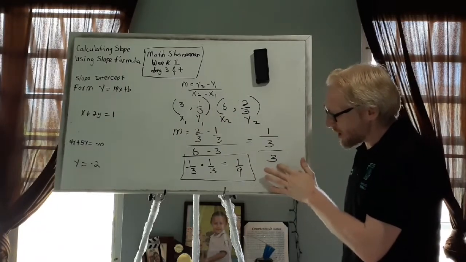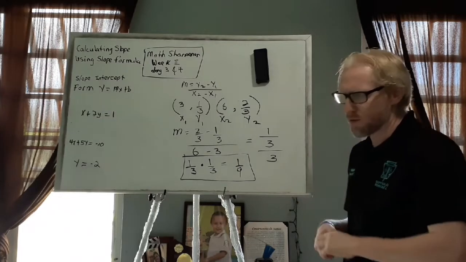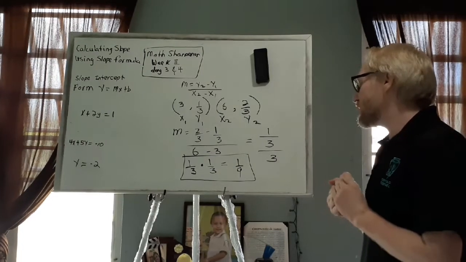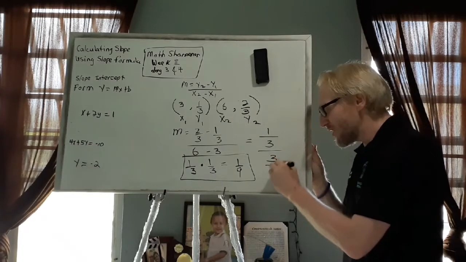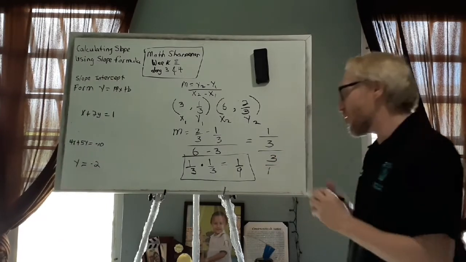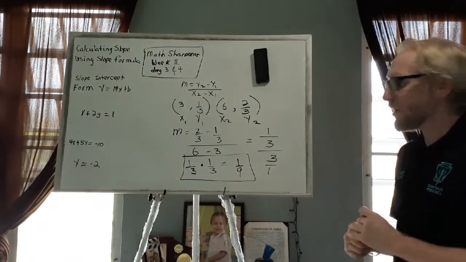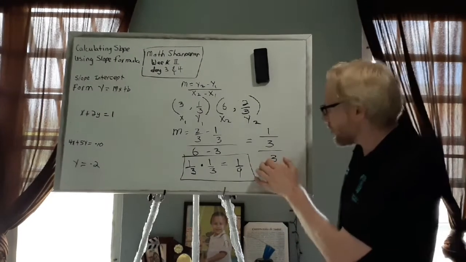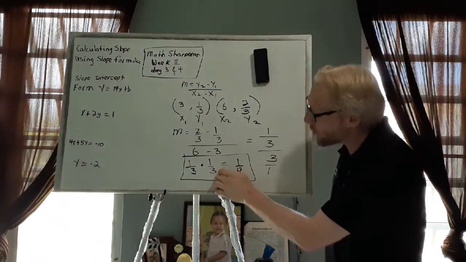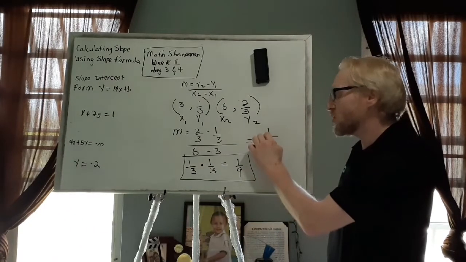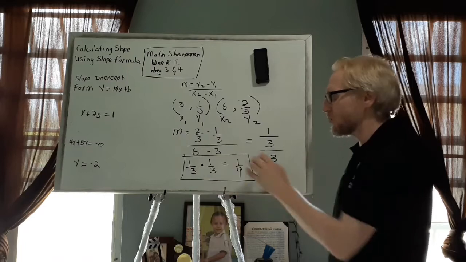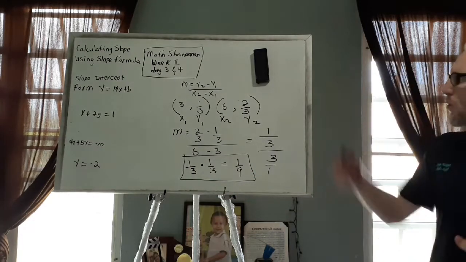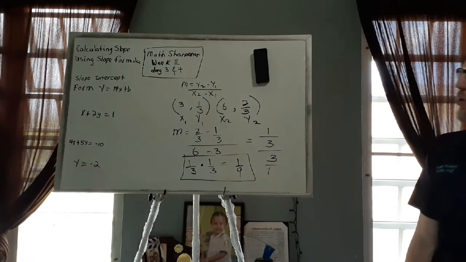So what I did, guys, and I'm going to erase it just because I'm going to do it again, was I simply took this 3 and wrote it over 1, because technically all real numbers are written over 1. And then I flipped it upside down. So I took the 3 over 1 and flipped it upside down to 1/3 and multiplied. Of course, this 1/3 goes here, and 3 times 3 is 9, and 1 times 1 is 1, and that's it. Okay, so that's how you use the slope formula.